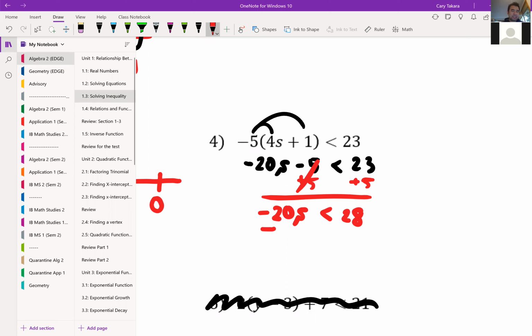And then I am going to divide both sides by negative 20. Now, what do you have to do when you divide both sides by a negative number? You have to flip the sign. So s is greater than 28 divided by negative 20. What is that? 1.4? Negative 1.4.